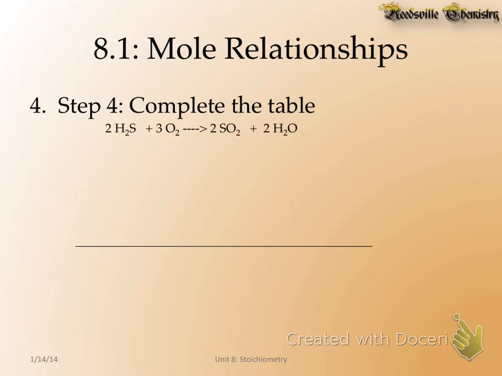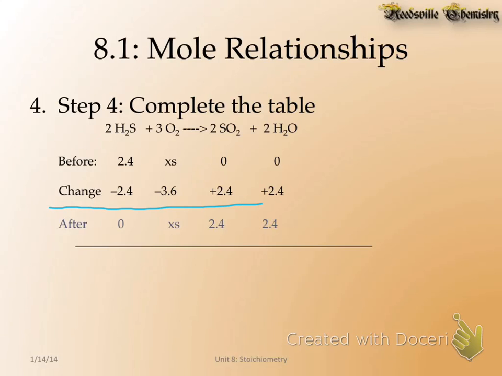All right, step 4 then. We'll complete the table by doing the after. My little line should be higher here. There we go. By doing the after, we combine the change that we have. So 2.4 minus 2.4 obviously is 0. We have a total excess minus 3.6. We still have excess. We just put excess down for our excess reactant. And then 2.4 plus 0 for both of the products gives us 2.4. So we produce 2.4 moles of each of our products.